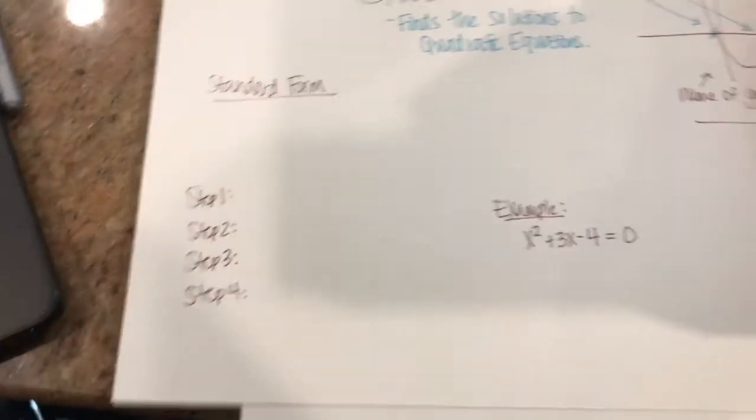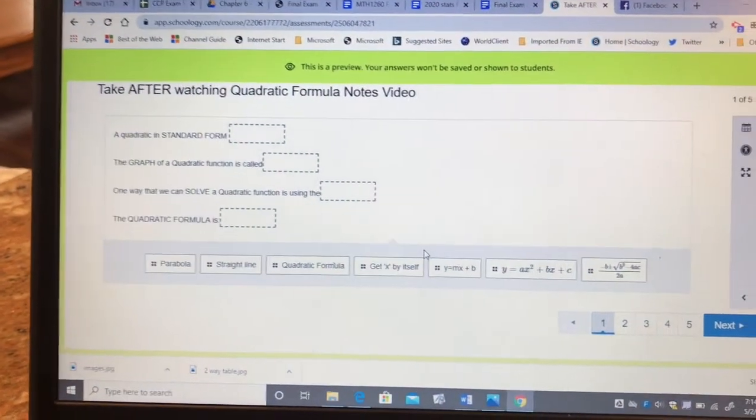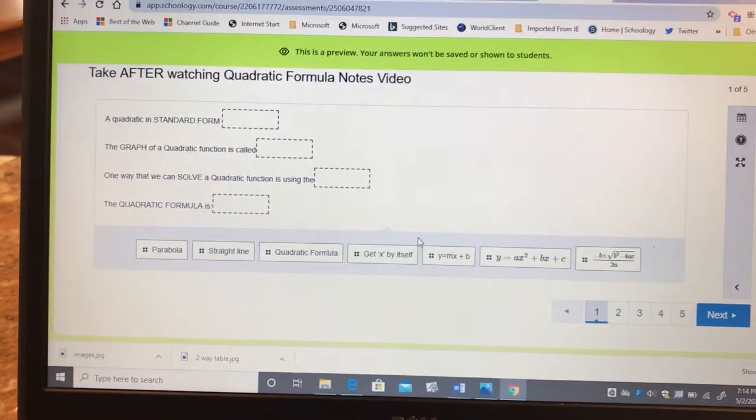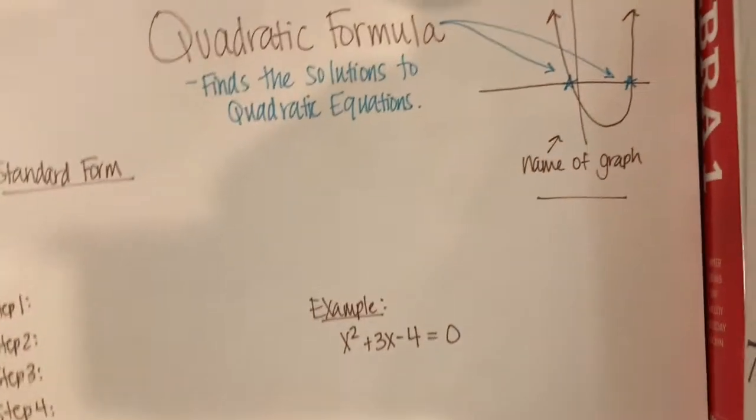Okay, we're going to take a little bit of notes, and then you're going to answer a quiz online, like one of those light blue puzzle pieces where you drag and drop. The answers to all of these questions are going to be found right here in your notes.